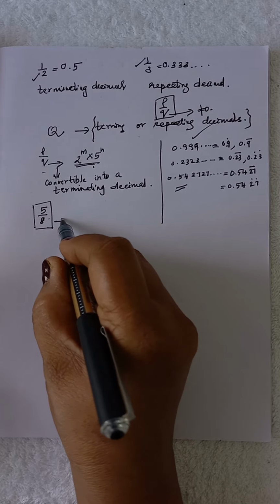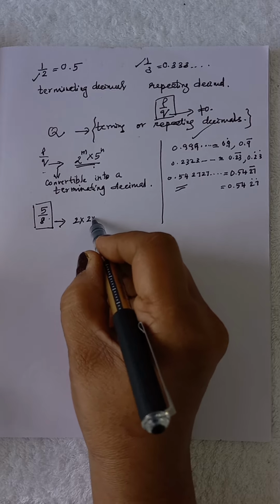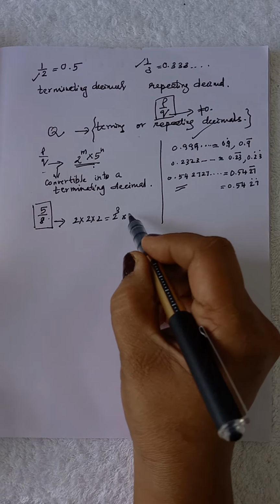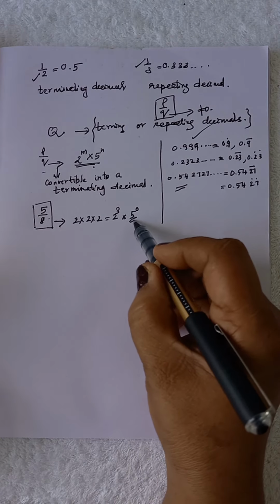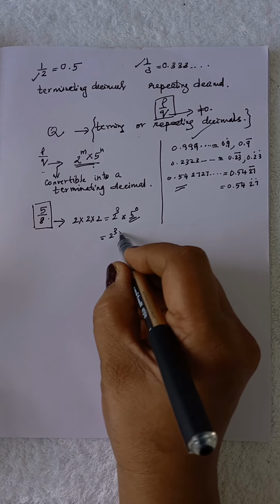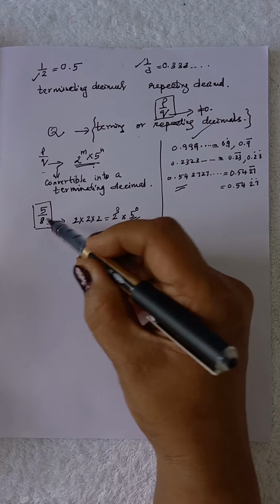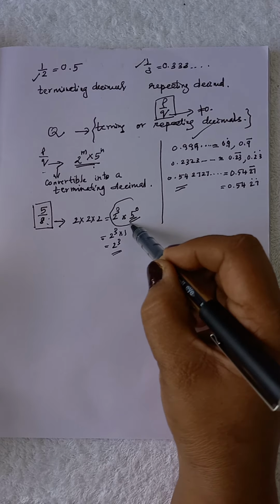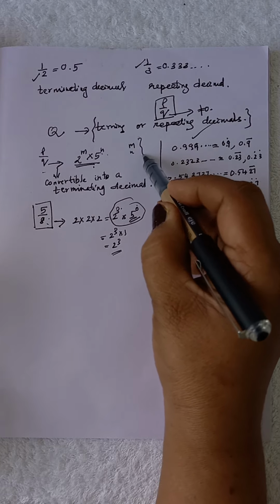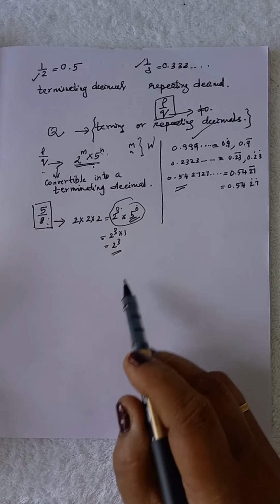You just factorize this 8, so that you can write 8 as 2 into 2 into 2. That is, 2 raised to 3. This can also be written as 2 raised to 3 into 5 raised to 0, because 5 raised to 0 is 1. So, 2 raised to 3 into 1, the same value you will get, 2 raised to 3, that is 8. Both are the same, that is, this 8 can be represented in the form 2 raised to m into 5 raised to n, where m and n are whole numbers. So we say that this 5 by 8 is convertible into a terminating decimal.